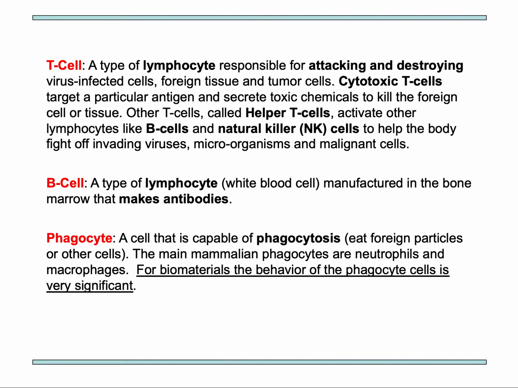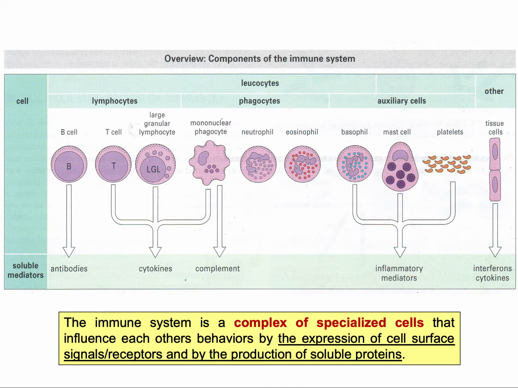So these three cell types are the T cells, B cells, and phagocytes. We want to learn more about them, and then we will see how they work and function to build both innate and adaptive immune responses. T cells and B cells are both lymphocytes. So if you remember from the previous video, we talked about this schematic. So B cells and T cells are lymphocyte cells.